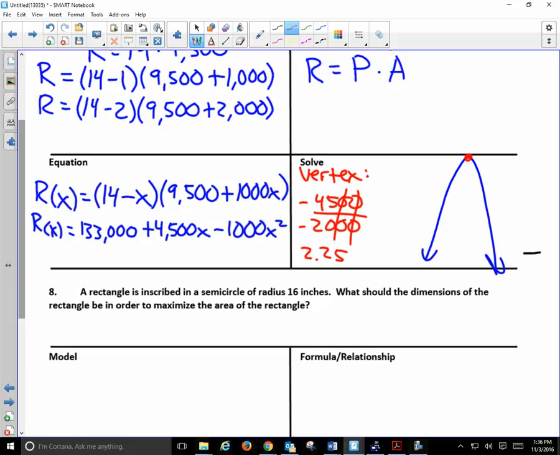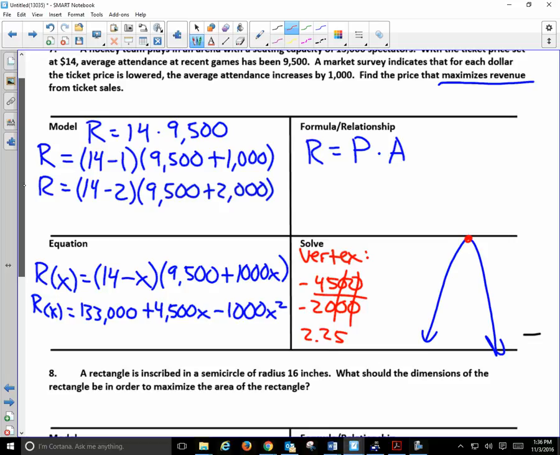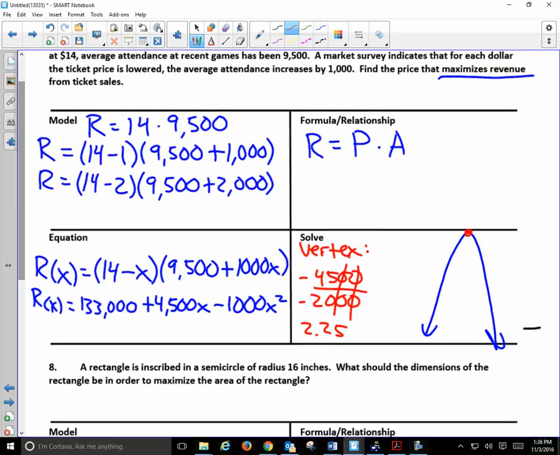What's the question ask? It doesn't ask how much I should drop the ticket prices by. It says find the price. How'd you get it, Michael? Yeah, he said 2.25 is x, which represents how much we're dropping it by. So 14 minus 2.25 will give us $11.75 will be the price of the ticket. Thank you so much. You have a great day.